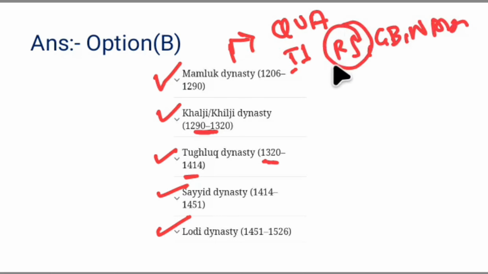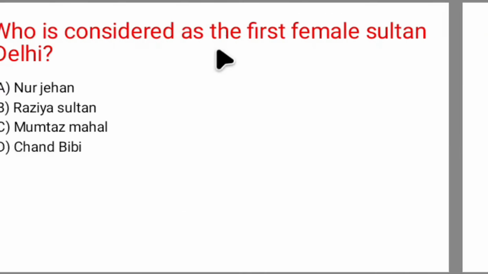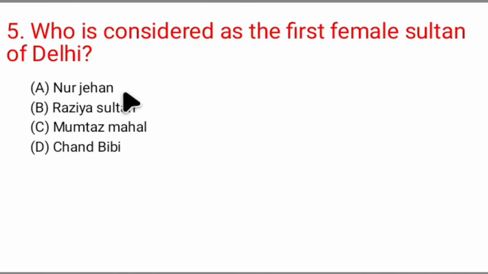She is the daughter of Iltutmish. Hence option B, Rajia Sultan is the first female Sultan of Delhi. Hence option B would be the correct answer for question number 5. Moving on, question number 6.